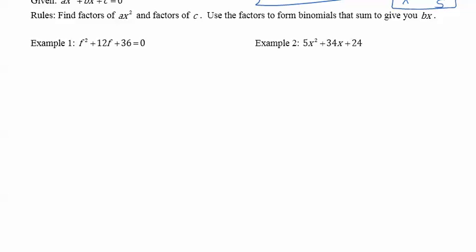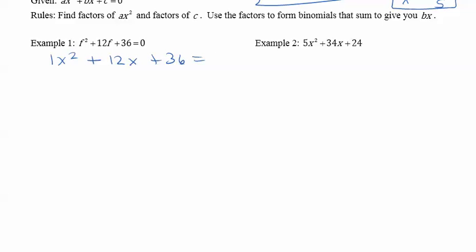I have f squared plus 12f plus 36. And if you want to change those to x's, that's completely up to you. We can see that this is given to us in standard form. So a is equal to 1, b is equal to 12, and c is equal to 36. What I'm going to do is find the factors of ax squared. We're going to pretend that this is 1x squared plus 12x plus 36 is equal to 0.